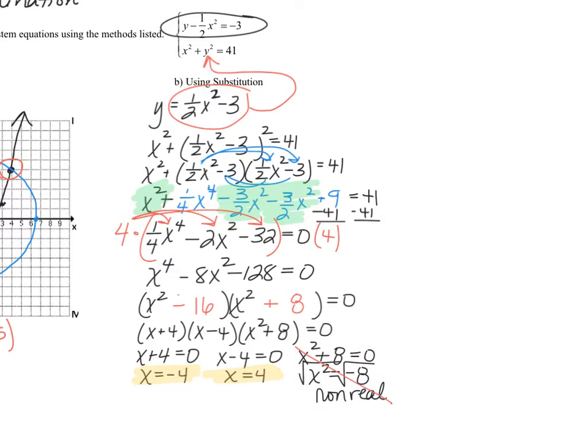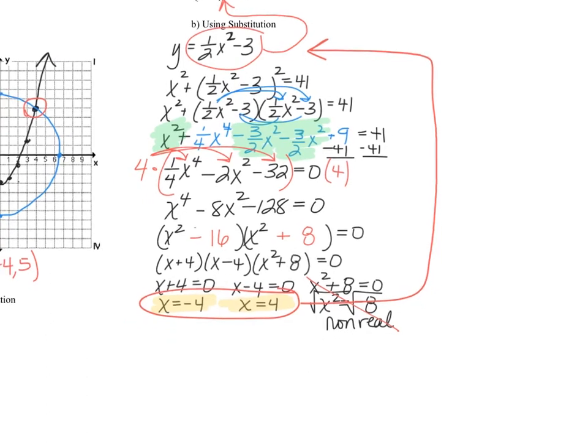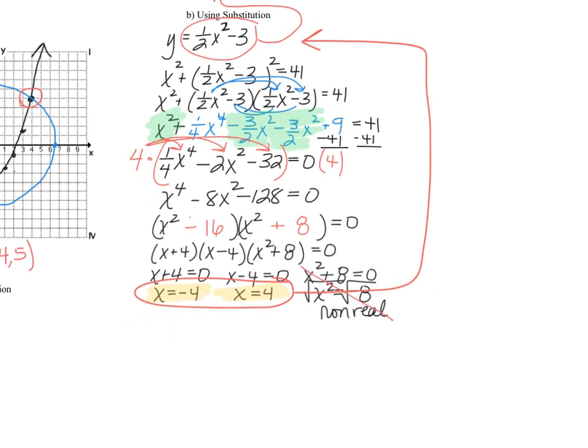So now we're going to need to take these x values and substitute them all the way back into one of the originals. It doesn't matter which. Notice in my first step here, I actually had already solved for y. So I'm going to go ahead and use y equals 1/2 x squared minus 3 and substitute these x values into that equation to find my corresponding y values.